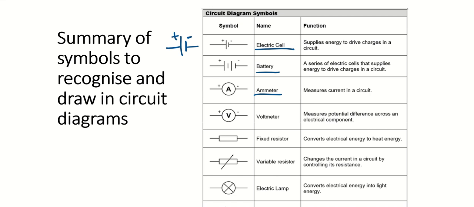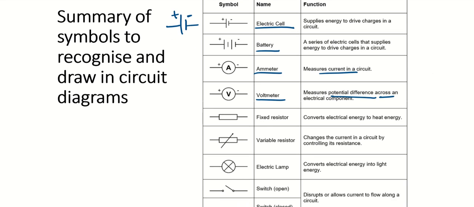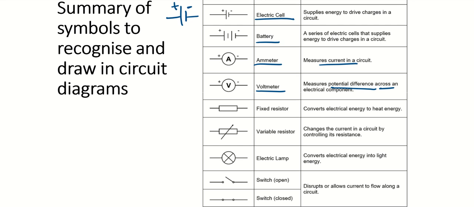Next, we have ammeter. What does ammeter measure? It actually measures current in a circuit. Okay, it measures current in a circuit, and it also has polarity. It also has plus and minus. I will elaborate later. The next symbol that you need to know is the voltmeter. It measures potential difference across an electrical component. It also has positive and negative, which I will elaborate later. Then we have fixed resistor. Okay, so fixed resistor, it actually converts electrical energy to heat energy, right?